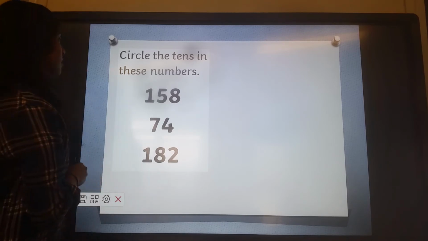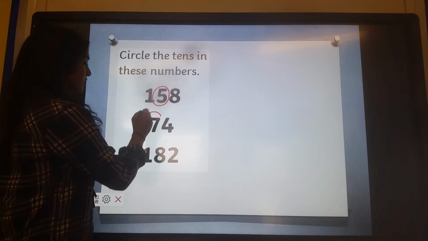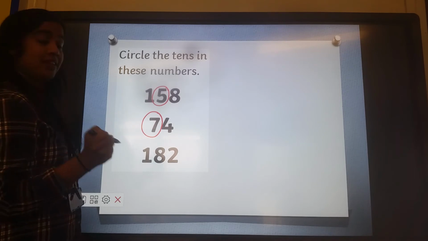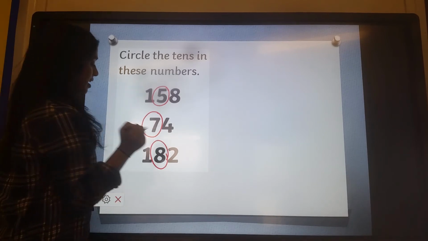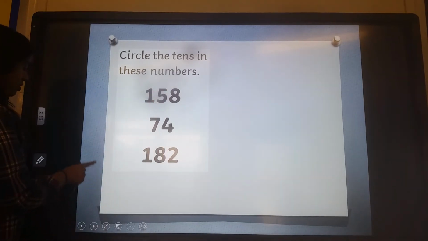Are we ready? Okay, so in 158, 5 is in the tens column. In 74, 7 is in the tens column. And in 182, 8 is in the tens column. Well done if you got that question correct. Next question.